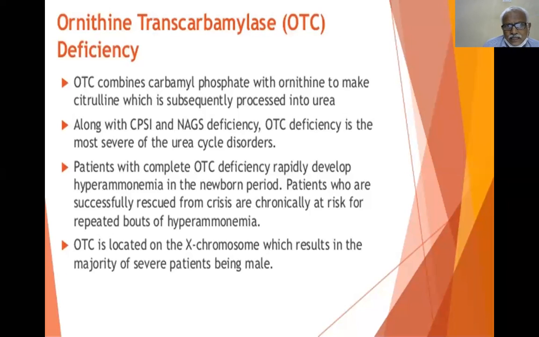Ornithine transcarbamylase, OTC deficiency. OTC combines carbamoyl phosphate with ornithine to make citrulline, which is subsequently processed into urea. Every step you have to remember clearly. Along with CPS1 and NAGS deficiency, OTC deficiency is the most severe of the urea cycle disorders.